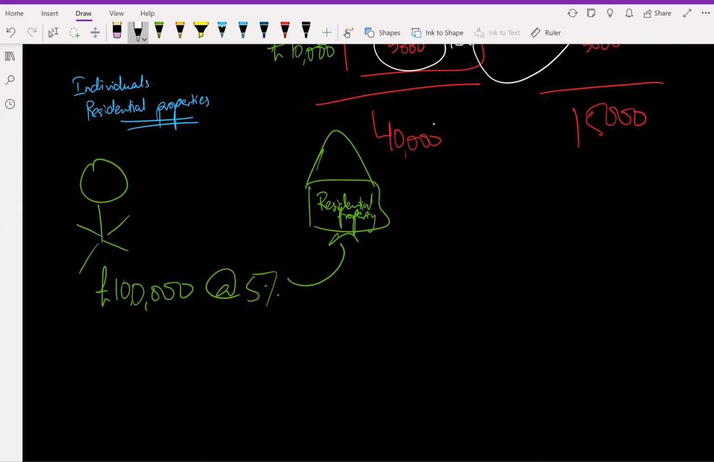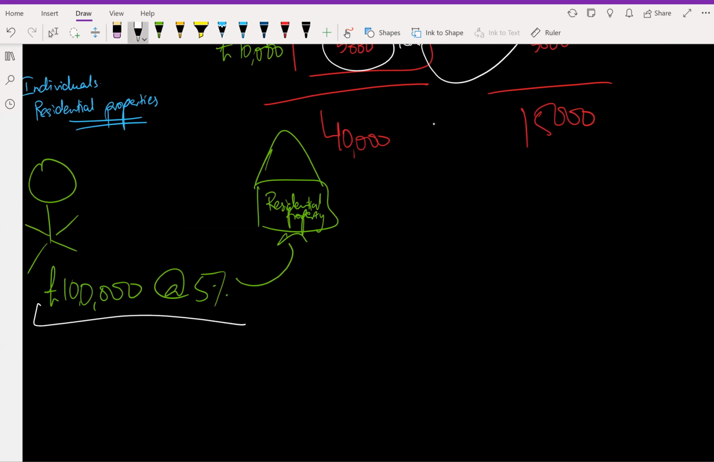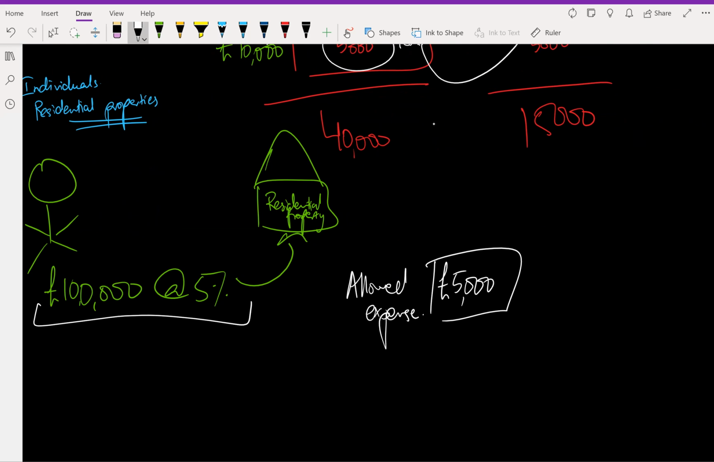Now, technically, this interest should be an allowed expense, right? This interest should be an allowed expense, right, guys? Yes, sir. Just logically speaking, I'm not getting into the details of what tax says. Logically speaking, this should be an allowed expense, but HMRC restricted this.